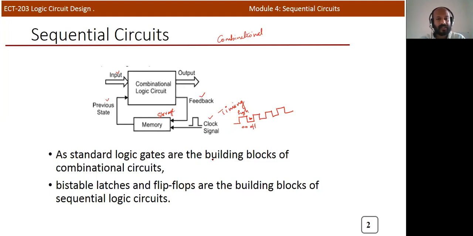This is another point we need to consider. Standard logic gates, just like AND gate, OR gate, NOT gate, or NAND, NOR, etc., are known as the basic building blocks of the combinational circuit. But in the case of the sequential circuit, the basic building blocks are known as latches and flip-flops. So now we need to consider what the different types of latches or flip-flops used in sequential circuits are.